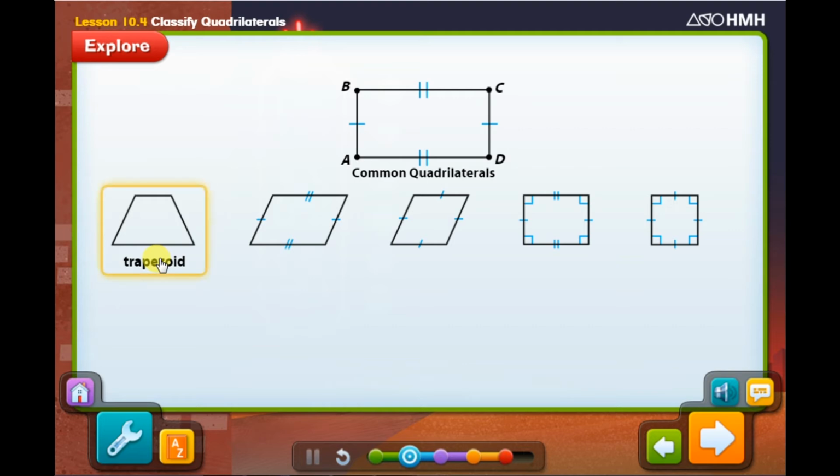And two here, he named it a pair. And you know pair means two. So instead of saying two parallel sides, he said one pair of parallel sides. So let's see the trapezoid and what he was saying. A trapezoid has at least one pair of parallel sides.